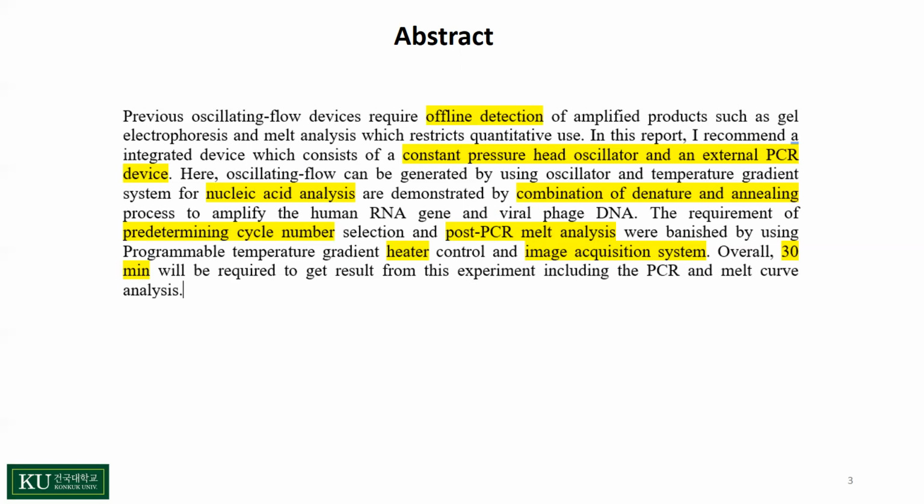So here I recommend a constant pressure oscillator, which will produce oscillating pressure from a constant pressure head, and an external PCR system for detection of nucleic acid, where the combined annealing and extension is carried out at 56 degrees centigrade, and denaturation can be done at 90 degrees centigrade.